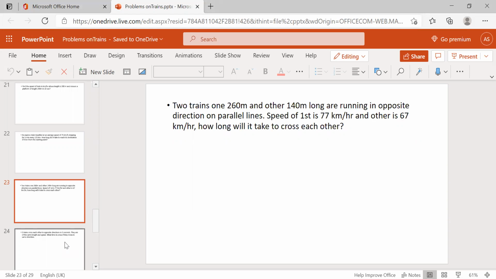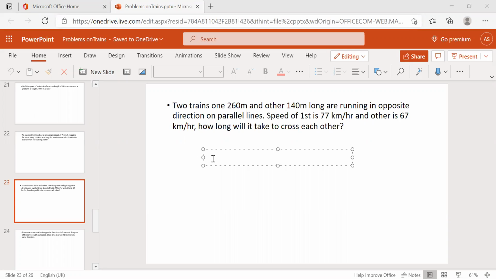Two trains, one 260 meters and another 140 meters long, are running in opposite directions on parallel lines. The speed of the first is 77 kilometers per hour and the other is 67 kilometers per hour. How long will they take to cross each other? It's a general question, based on relative speed. You should know relative speed. If the trains are running in opposite directions, the speeds are added. When the two trains are running in the same direction, the speed is subtracted. This is a very important point.